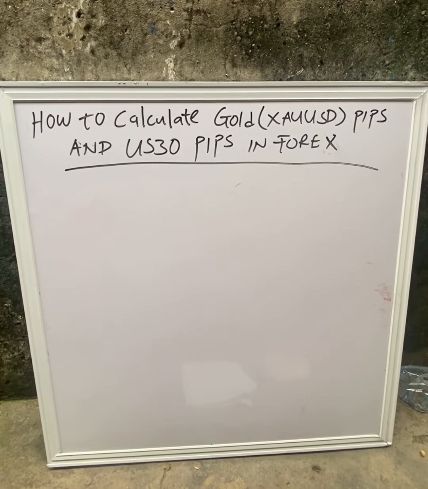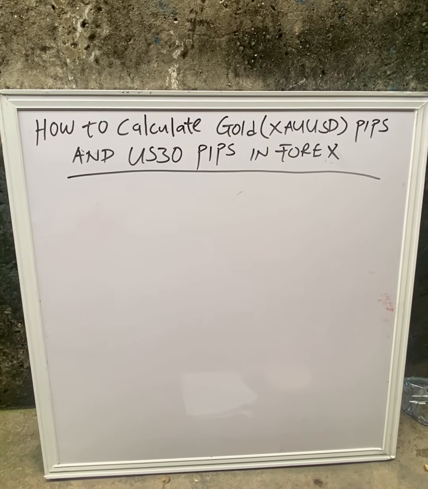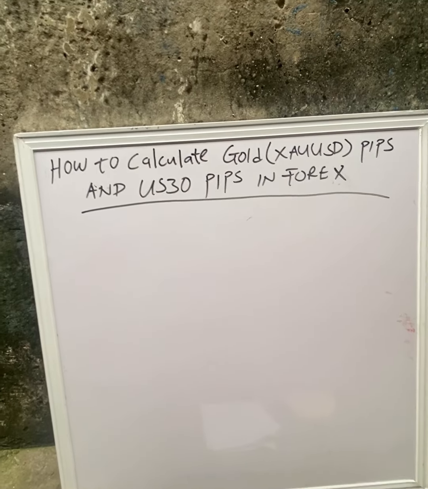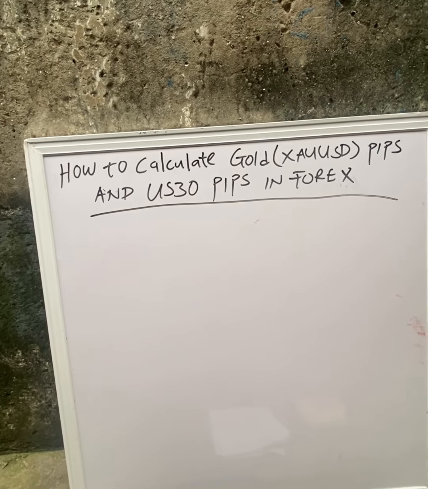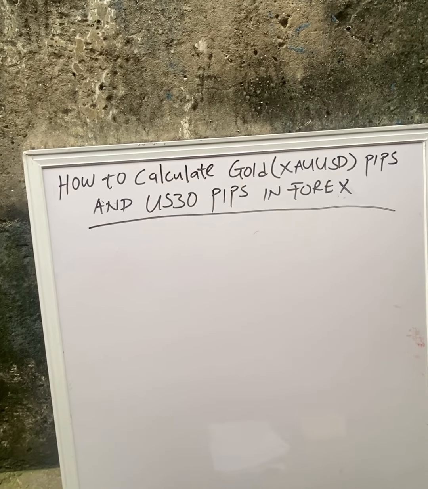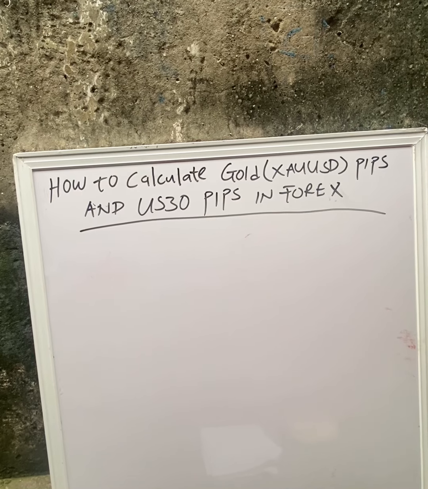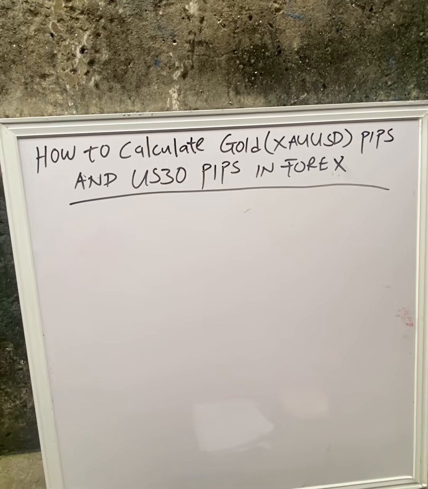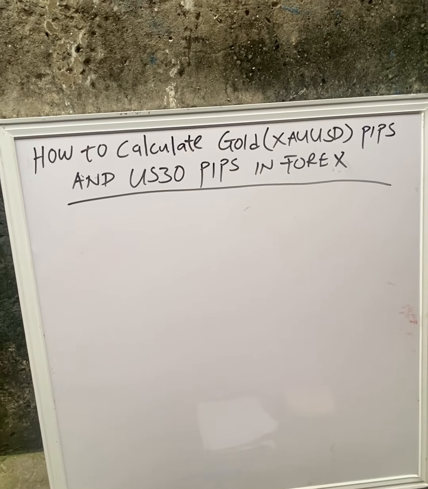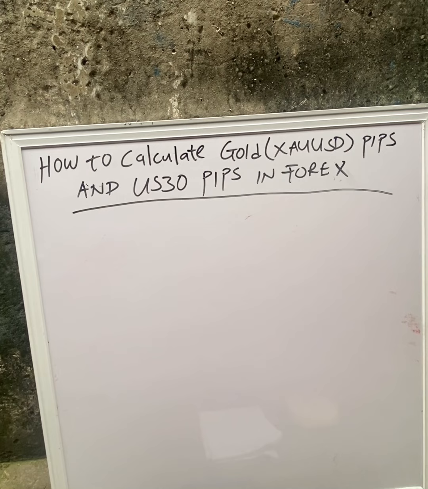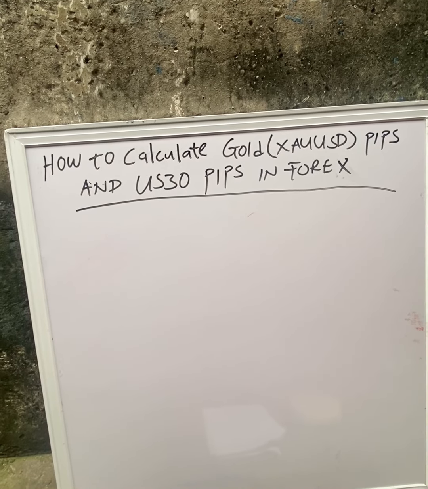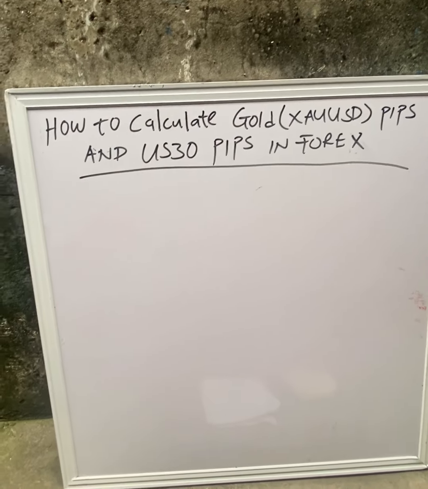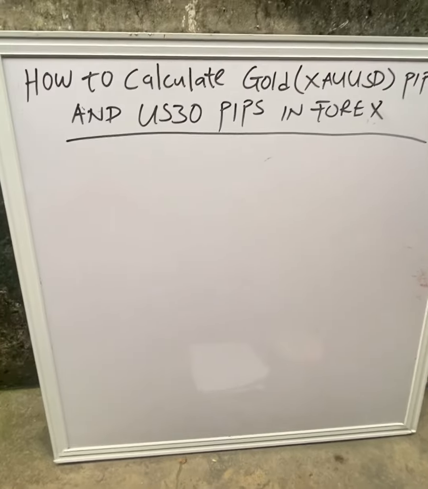So guys, this is the continuation of the last video I did, how to calculate pips in forex trading for the forex pairs. Now we are at how to calculate gold pips and US 30 pips in forex, because they're kind of different from the forex pairs. Gold is a metal, so it's different from the forex pairs. So let's get started.